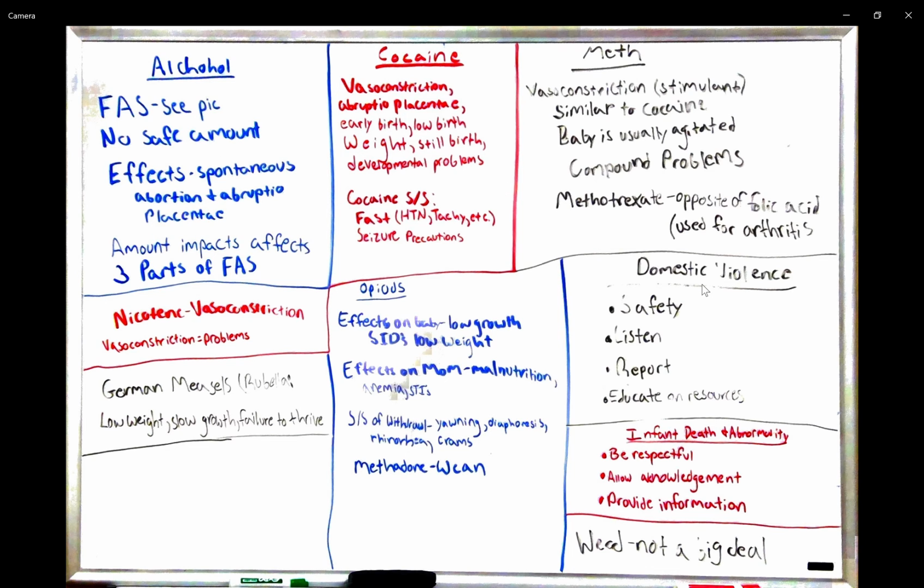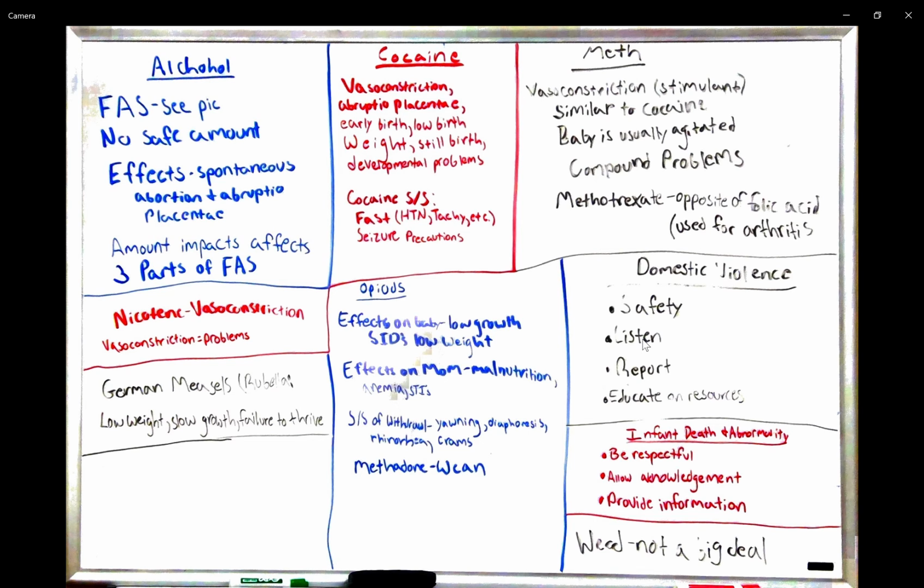Now also, families may have to deal with domestic violence. So in this case, safety for the mother and her baby are our priority. So if they need to be moved to a secured room or a hidden room, we do that. We're going to make sure that they are safe. We're also going to listen. We need to understand the situation.